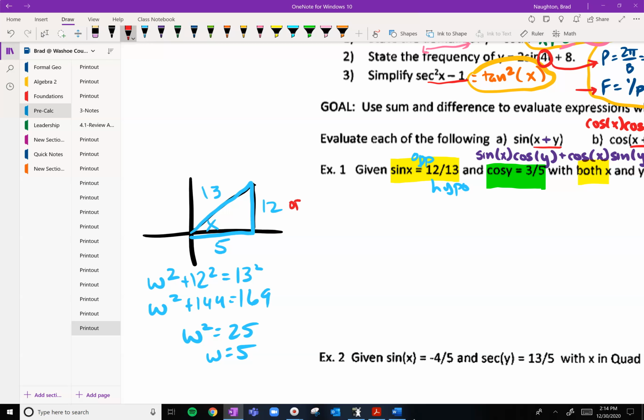And then this is obviously opposite, adjacent, and then hypotenuse. And then we're going to use, obviously, our SOHCAHTOA to go ahead and set up all of our relationships. So this is all for x. So we need to do the same thing for y. So we'll do another one really quickly.